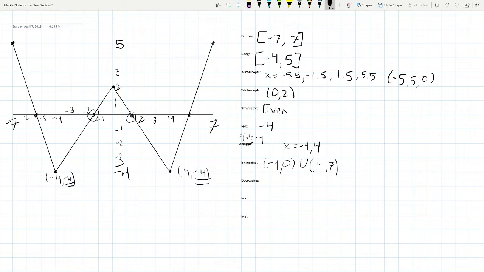Then we're decreasing whenever we have a negative slope. So here, between -7 and -4, again just looking at those x values. And then again, between 0 and 4.